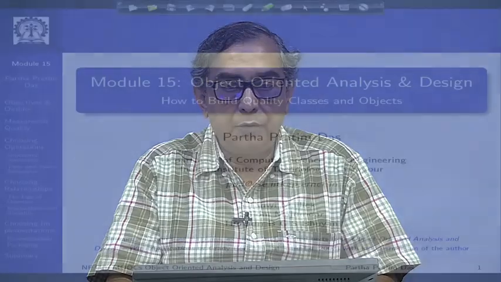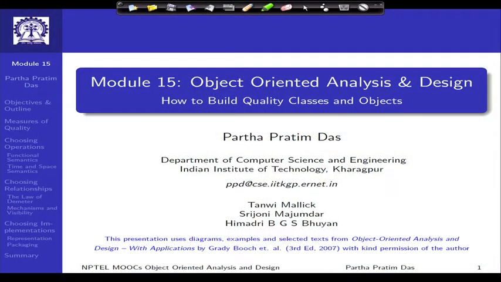Welcome to module 15 of object oriented analysis and design. Over the last 4 modules, we have been introducing the nature of objects and classes and their relationships. In this module, we will talk about a few basic parameters to decide how to build classes and objects of good quality. That is what defines if my design of classes and objects is good, moderate, workable, or pathetic and will cause me a lot of pain.